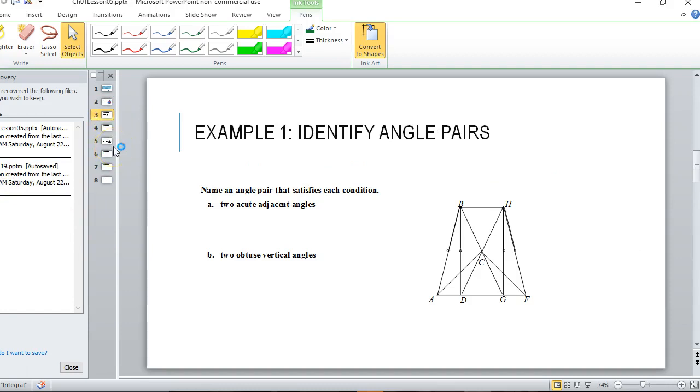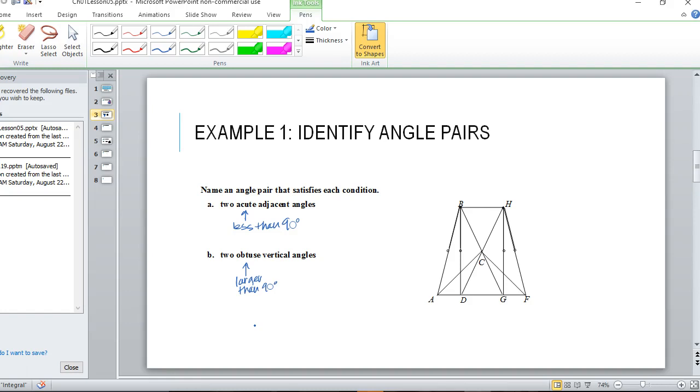All right, example number 1, identifying angle pairs. So look at the figure, and I need you to find two acute adjacent angles. That means they'll have a common side, they'll have to share a side, and then two obtuse vertical angles. So let's remind ourselves, acute angles. Oh, a cute little angle. Less than 90 degrees. You have to say that, by the way. I want to hear that tomorrow. Cute little angle. And then obtuse, larger than 90 degrees. You have to use those voices tomorrow.